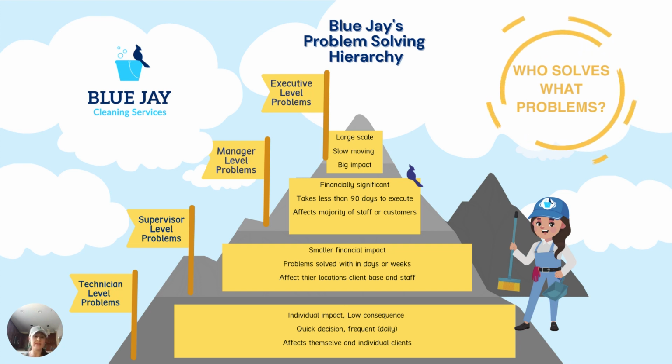Okay, executive level problems. These are large scale, slow moving, and big impact. They affect the entire company. Nothing is rushed into. These are well thought out, well planned, and sometimes just slow to execute. But like I said, they can have a really big financial impact too. So the executive level problems, they definitely are solved much slower, but they're bigger too.